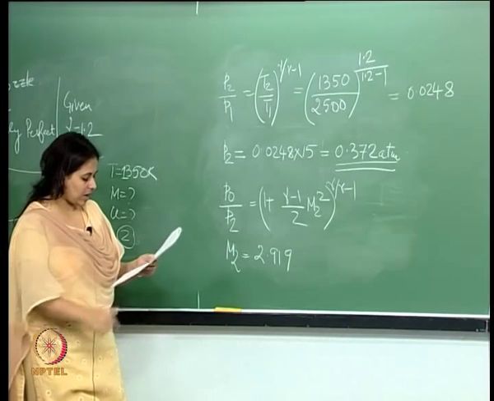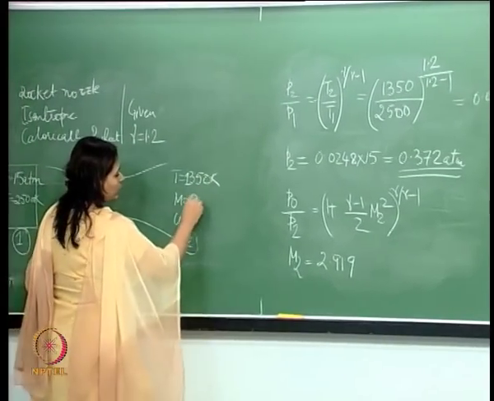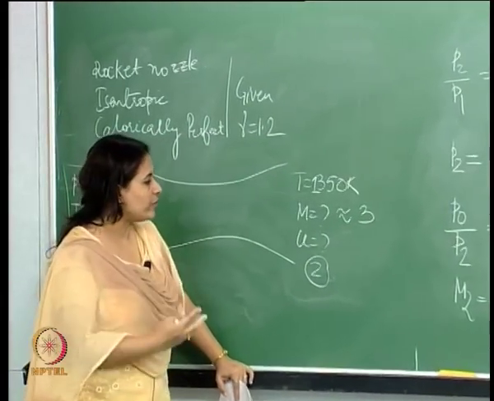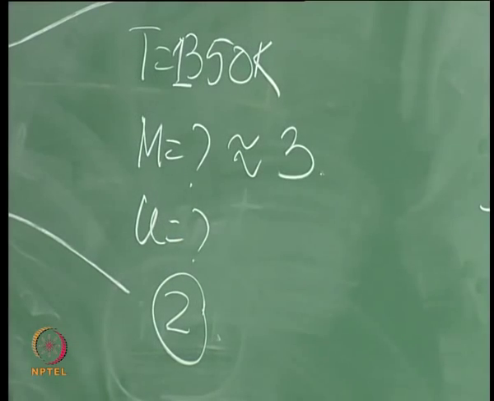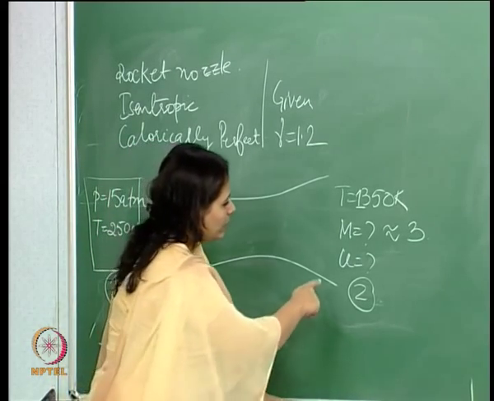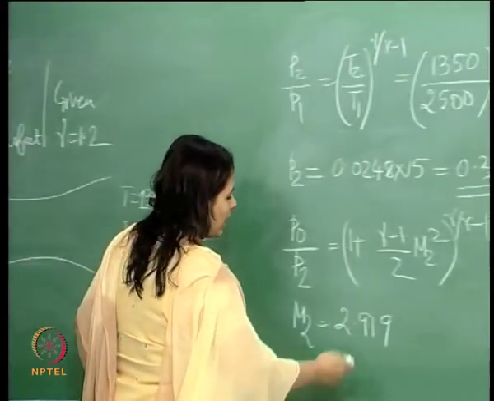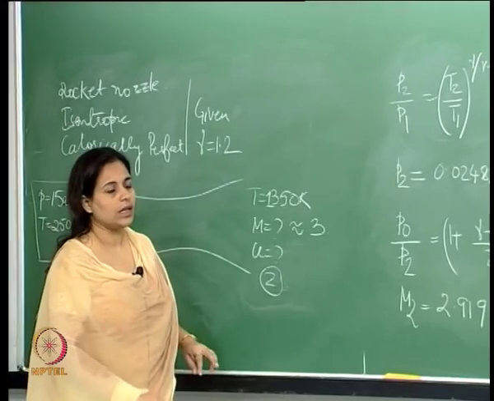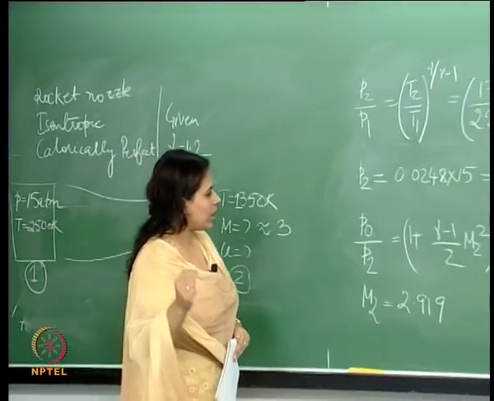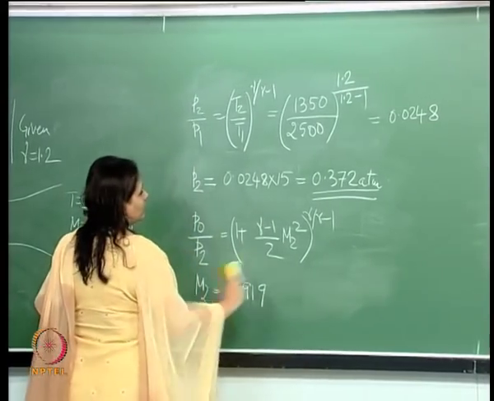Now, I also need to calculate the exit velocity. So here, the exit Mach number is nearly 3. We will infer a little bit, or maybe a lot, from these values, so let us discuss that after we get it. Then we have the exit velocity. How do we calculate that? To calculate the exit velocity, what we need is the exit speed of sound. So how do we calculate that? Okay, let us do that.